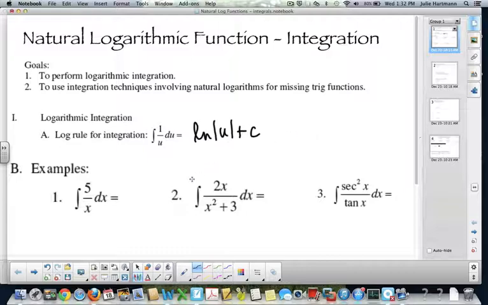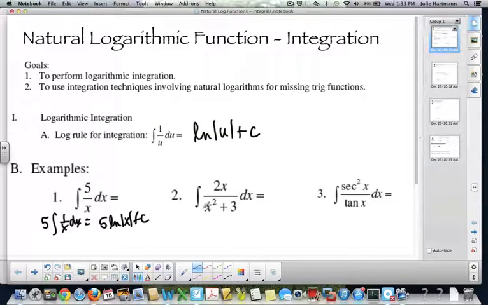All right, so something like this. You can move that 5 out in front. So it really is 5 times the integral of 1 over x dx, which is just 5 ln of |x| plus c.